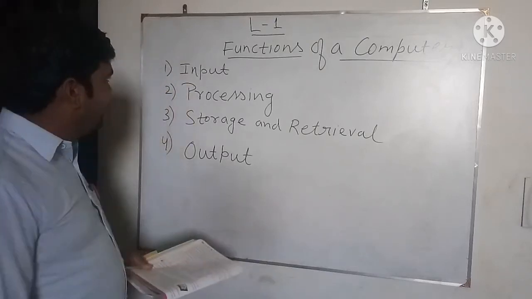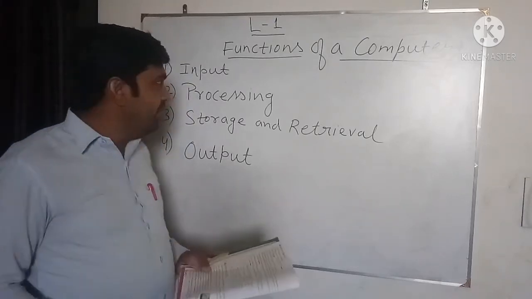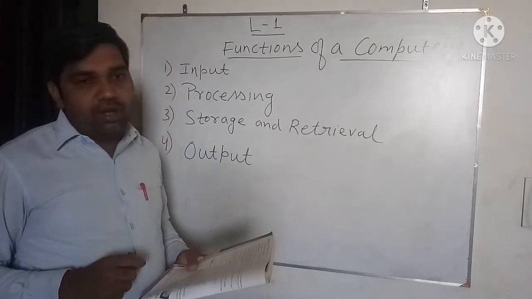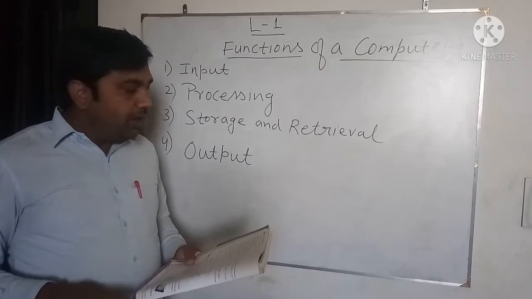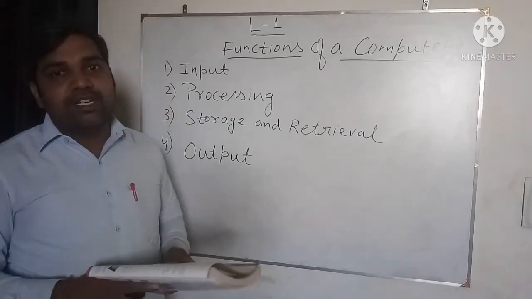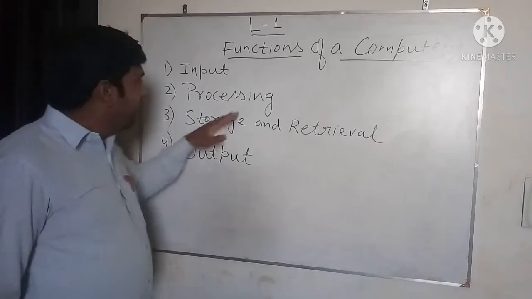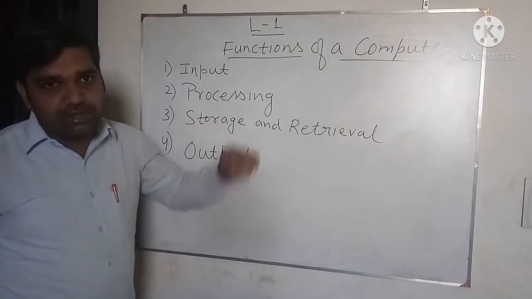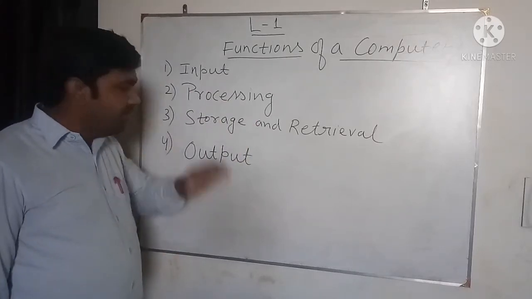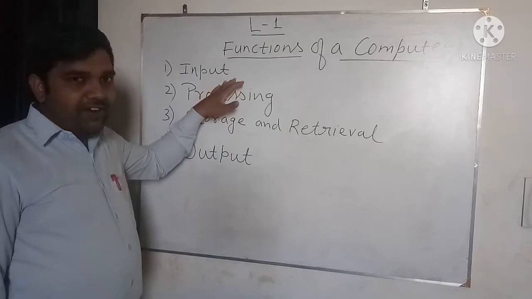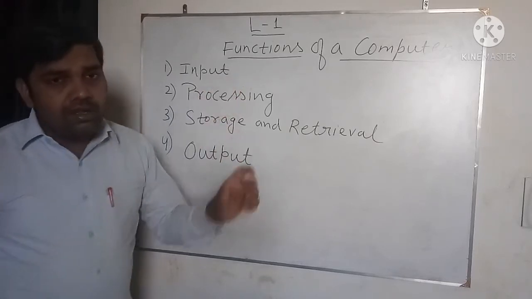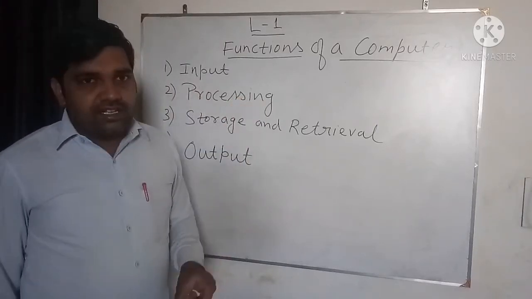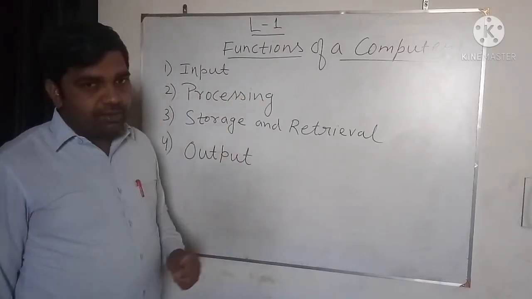Second is the processing. Whatever input we give to the computer, the CPU, which is also called the brain of the computer, processes that given set of inputs. All the inputs are given to the CPU in the form of instructions, and this is done by the operating system, which is called the system software of the computer. That system software manages the input and divides it into small instructions, which are given to the processor.